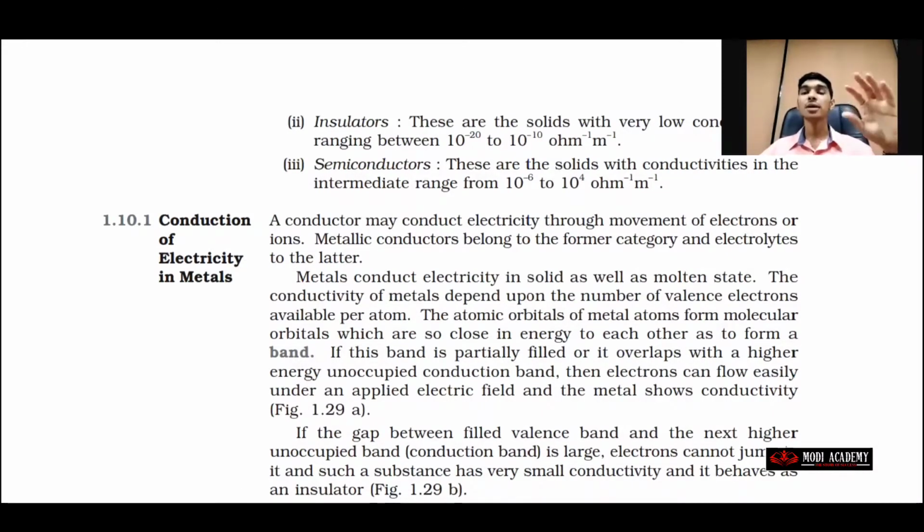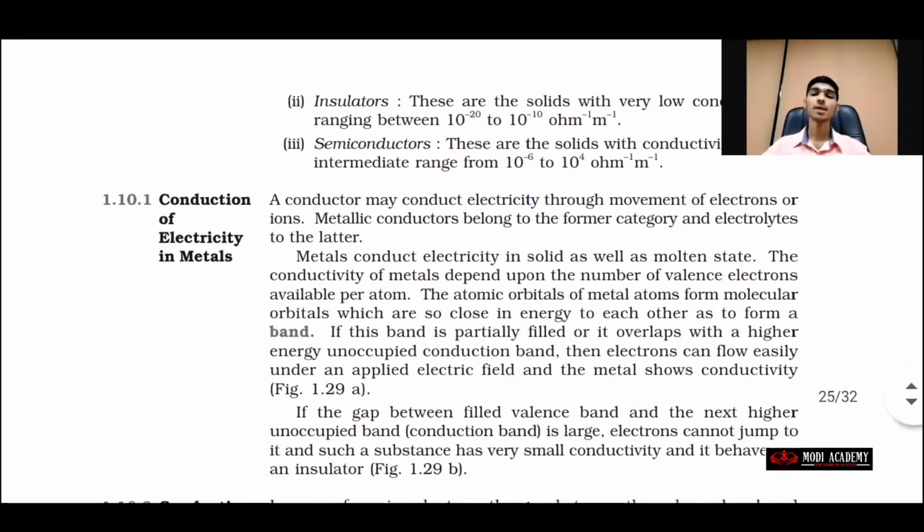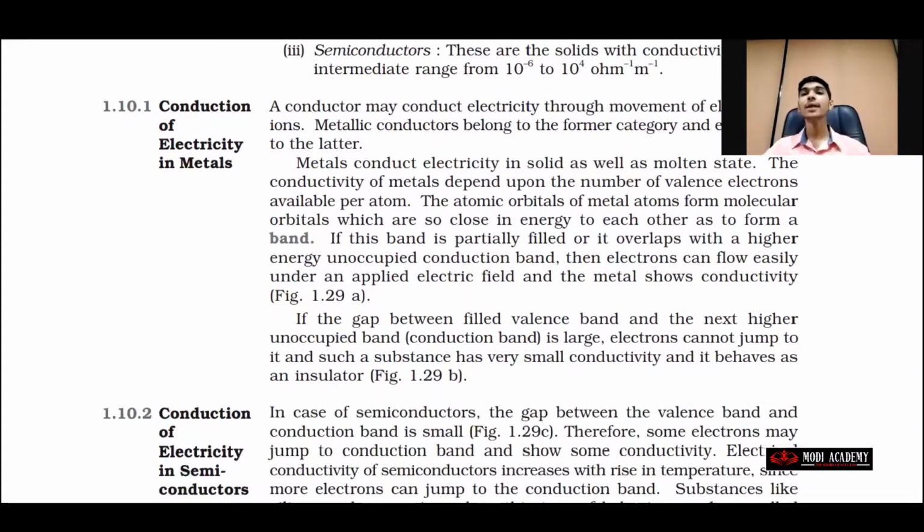If I talk about iron, its atomic number is 26, so it has a huge number of valence electrons, and we can say it is a good conductor. Carbon has 4 electrons in its outermost orbit, so it can donate and also gain. So most of the time carbon is a non-conductor of heat and electricity, but if the supply is very high, it behaves as a conductor. The conductor may conduct electricity through the movement of electrons or ions.